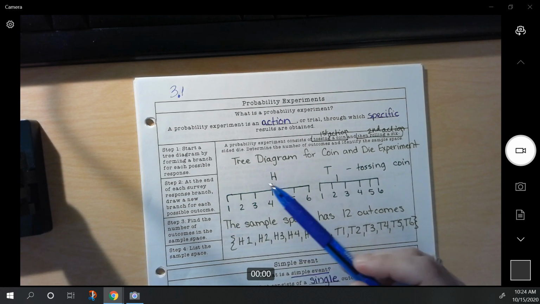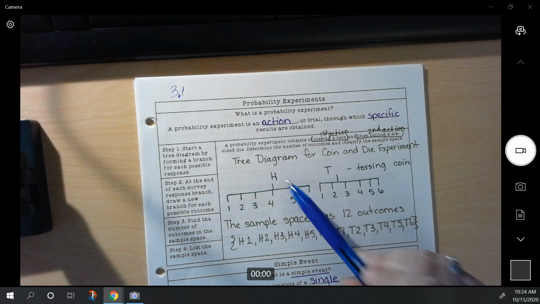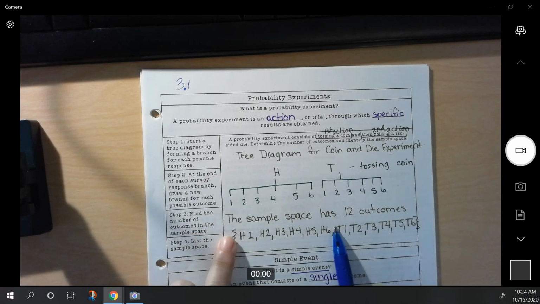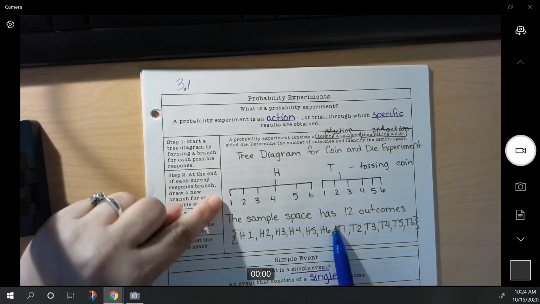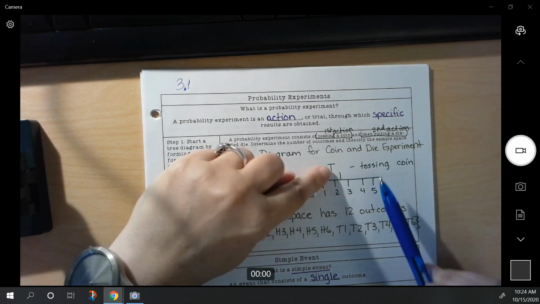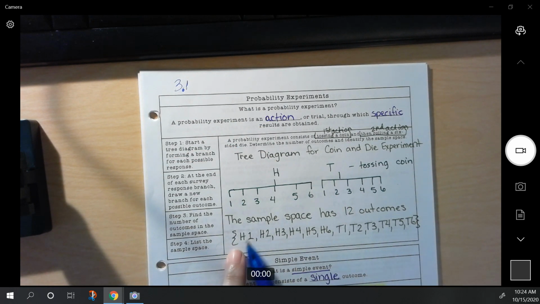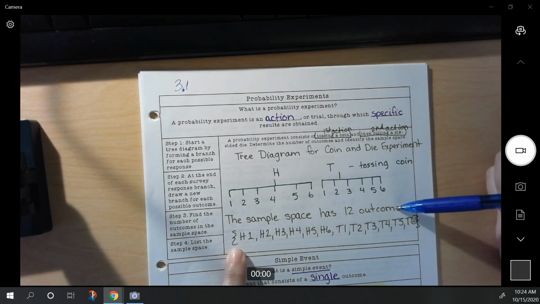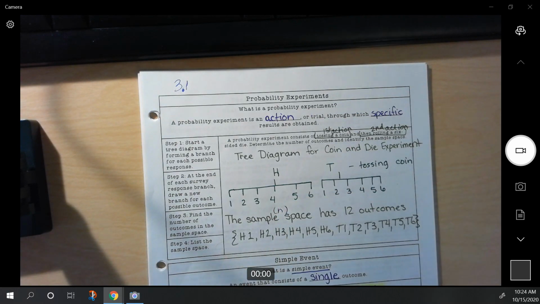So H1, a heads first on the coin, and then getting a 1 on the die. So that would be the first choice. Heads 2, heads 3, heads 4, heads 5, heads 6. That would be the possible choices of a heads on the coin and rolling the die, the different choices on the die. And we do the same thing with tails. Tails 1, 2, 3, 4, 5, 6. So there are 12 possible outcomes. So the sample space, the N, is 12. So this is talking about the N.